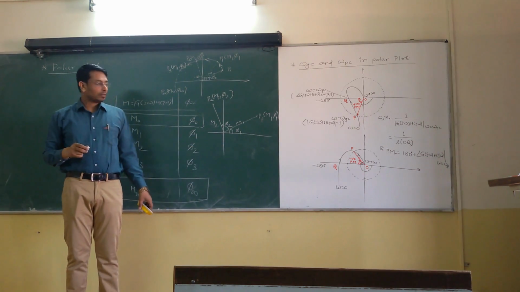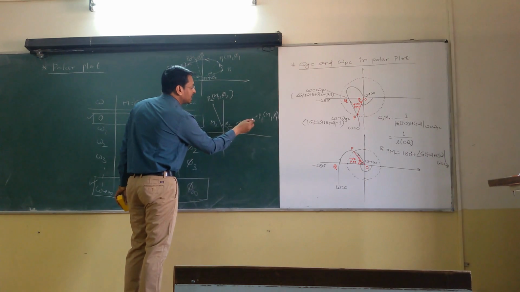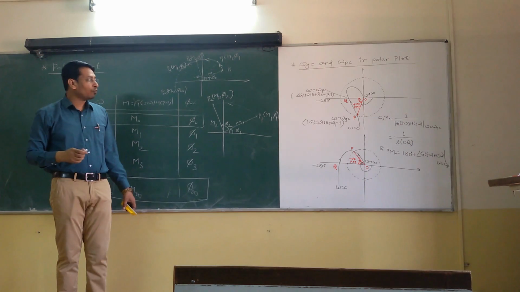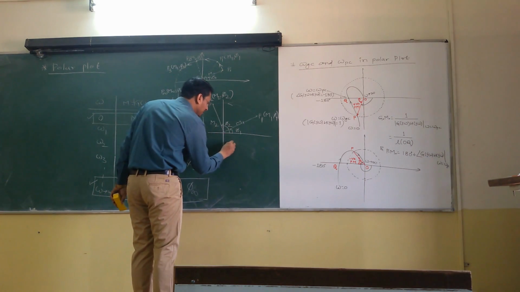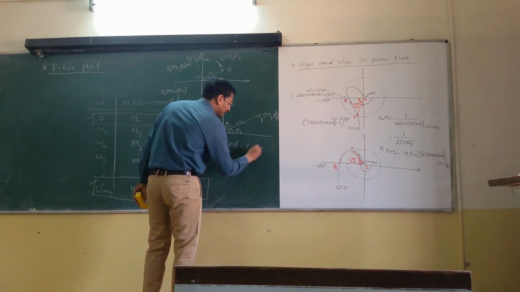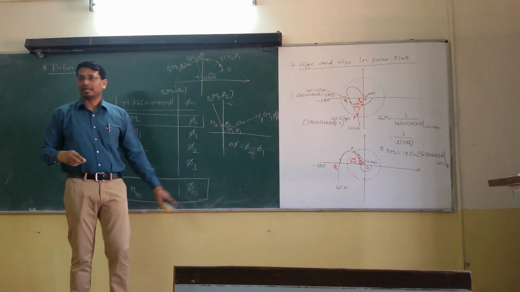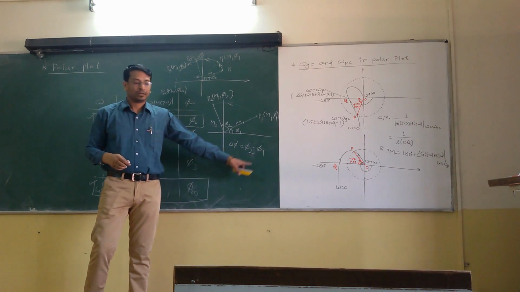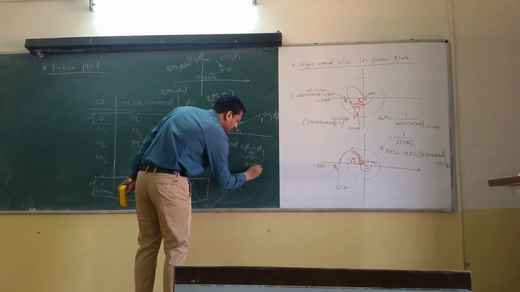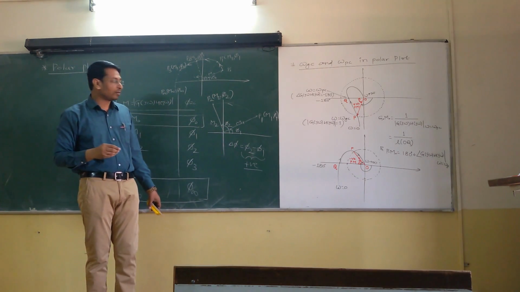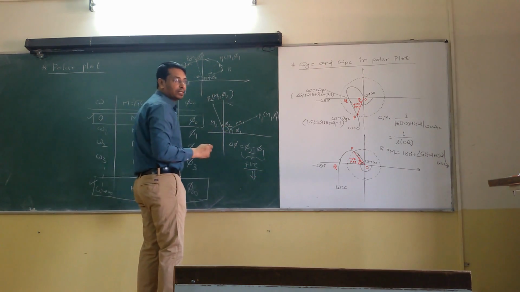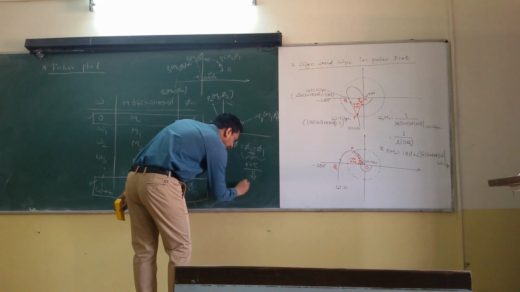If you try to notice, you will find that whenever there is a movement from P1 to P2, the angle difference you will get is phi 2 minus phi 1. Correct? If this phi 2 minus phi 1 is positive, then the movement in this polar plane will be anti-clockwise.